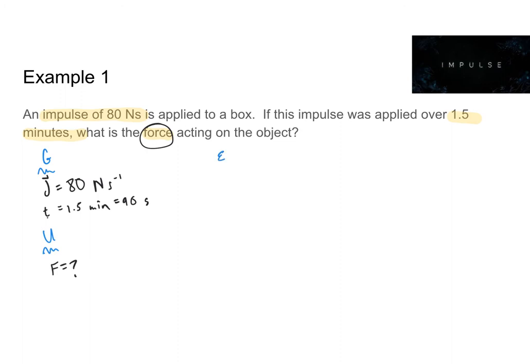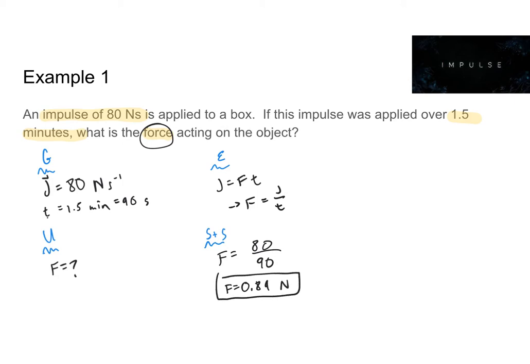Moving forward to our equation, we know that our impulse, J, is equal to our force times our time. Thus, our force is equal to our impulse divided by our time. So plugging in our numbers to sub and solve, we get that our force is equal to our impulse of 80 divided by our time of 90, or 8/9, otherwise known as 0.89 Newtons. And there you have it, guys. That is one example of an impulse problem. One thing I'm going to remind you, again, impulse is a vector, so this is in the positive direction. So that must also be in the positive direction.